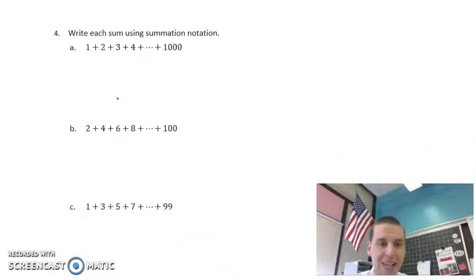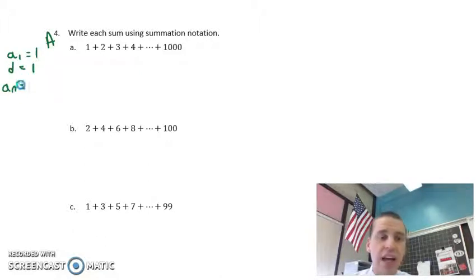So the next one is we're going to write each sum using summation notation. So instead of what we just did by writing it out, we're going to write the summation. We're not going to do all of these, but again, the key is that you have to notice 1, is it arithmetic? 2, is it geometric? So in this case, it's arithmetic. Our A1 equals 1. Our D, common difference, is 1.